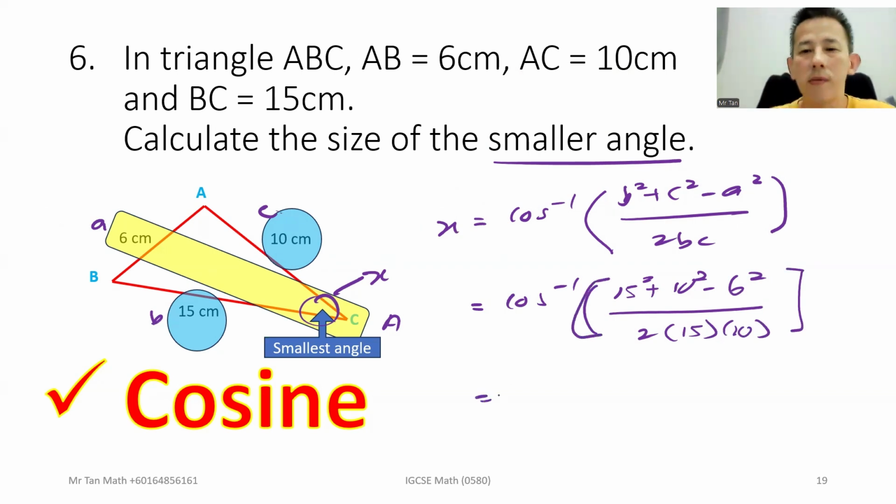This should be shift cos, open bracket, 15 squared plus 10 squared minus 6 squared, close bracket, over 2 times 15 times 10. You should get 15.6 degrees.